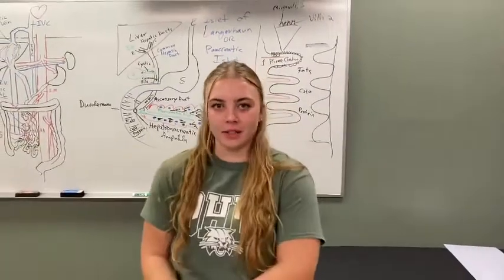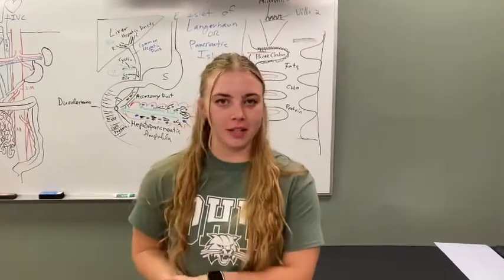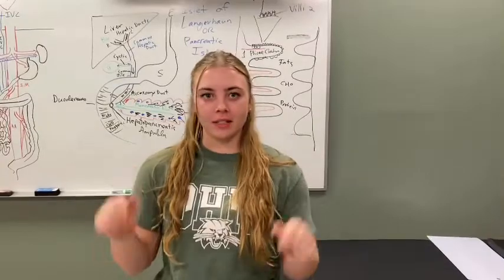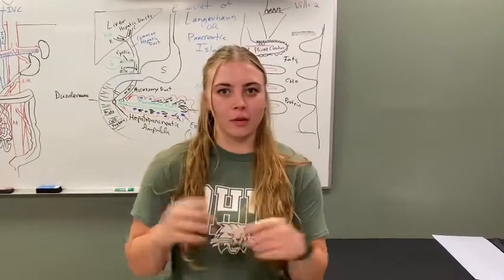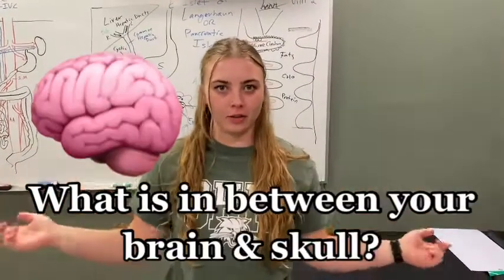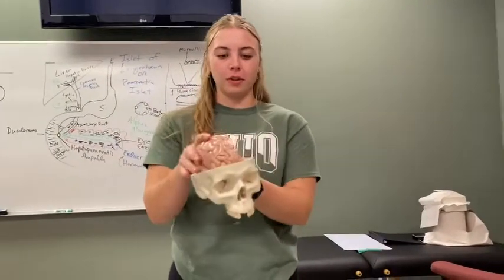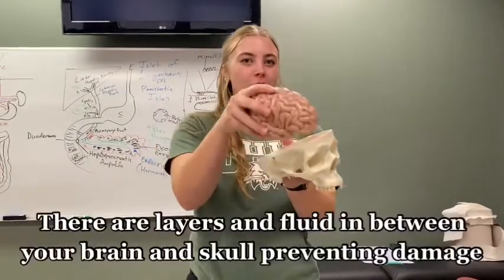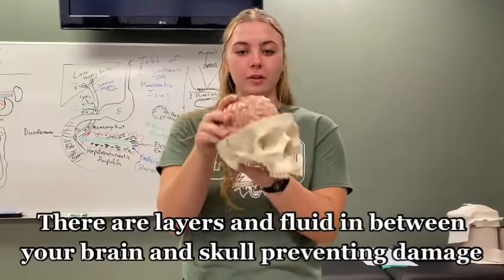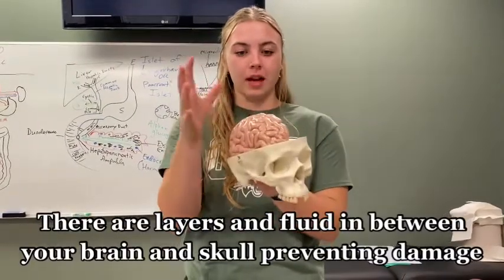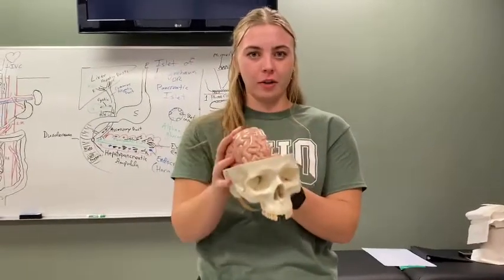I am a senior nutrition major and a current TA in the Human Anatomy Lab. And today we're going to be discussing what is in between our brain and our skull. Like I mentioned, we're going to discuss what's between our brain and our skull because we know that contact with our brain and skull is not good. So we need to have layers in between to add cushion and protection for our brain.